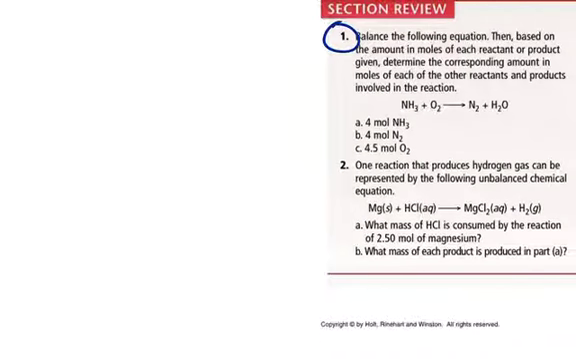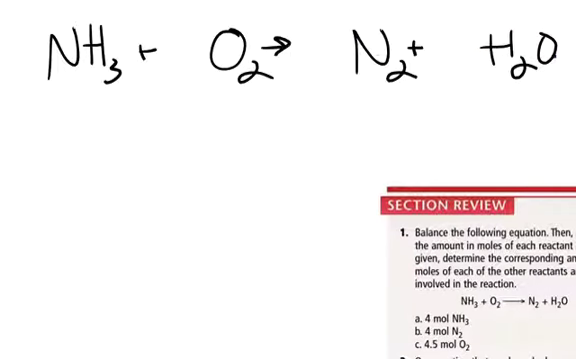So notice number 1 in your section review, balance the following. So we're going to balance this equation. And then, based on the amount in moles of each reactant or product given, determine the corresponding amount of moles of each of the other reactants and products. So I will just do 1. Actually, if you want to pause the podcast, see if you can do that. Otherwise, let's just keep going.